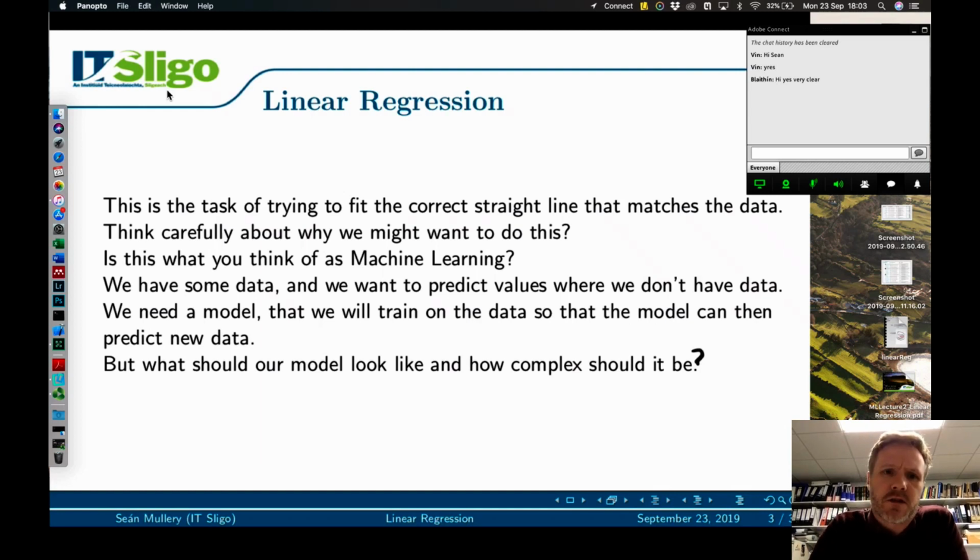So linear regression is the particular thing that we're going to look at tonight, although we'll mention a few other things around it. Where we're talking about linear regression, we're trying to fit a straight line. That's the linear part of it. So we're trying to fit a correct straight line that matches the data that we're dealing with.